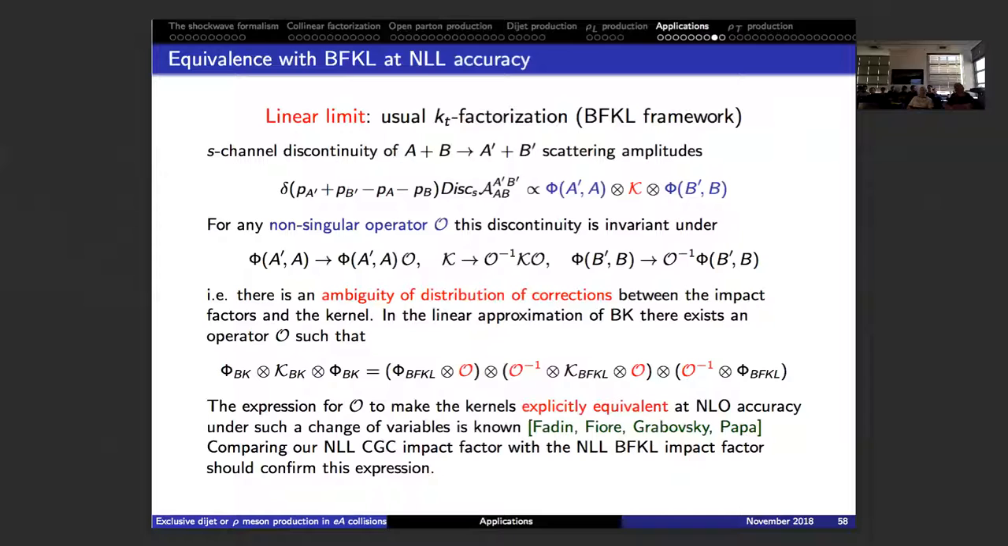The one calculated by Fadin. Conformal, so that's my point. The standard BFKL is the one calculated by Fadin. To make BFKL conformal, you need two steps. You're inserting two operators.